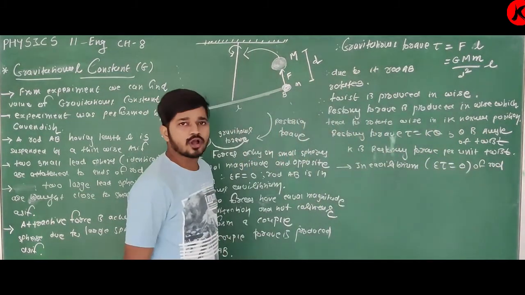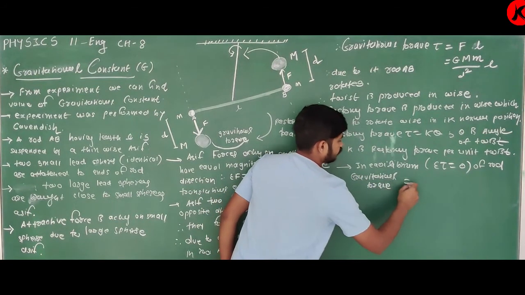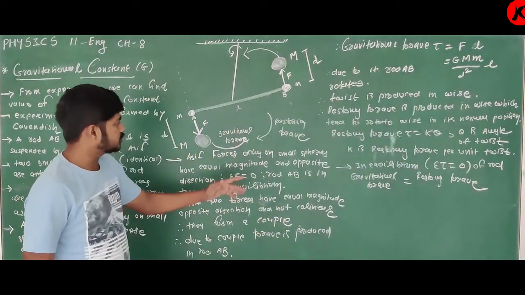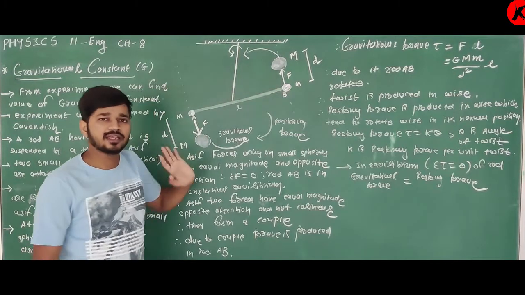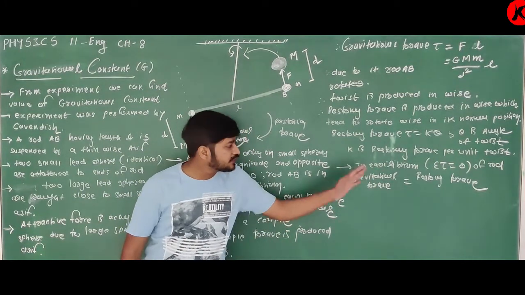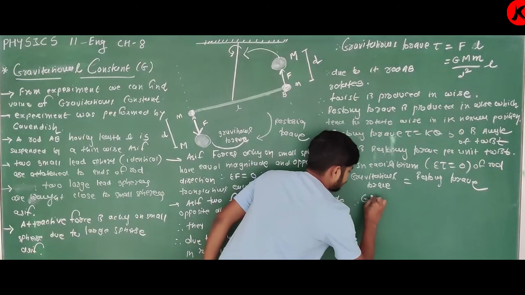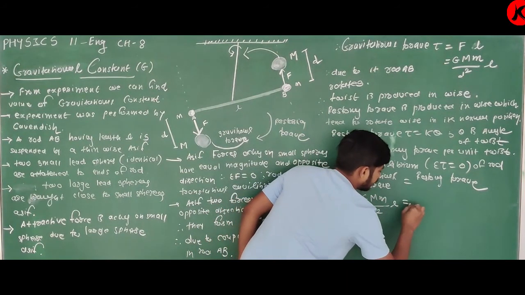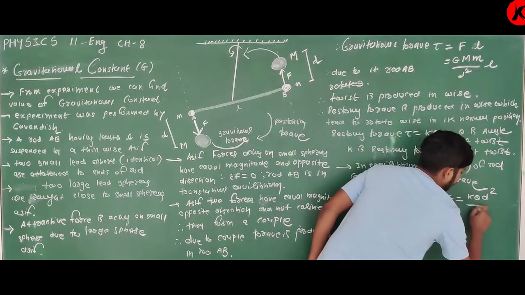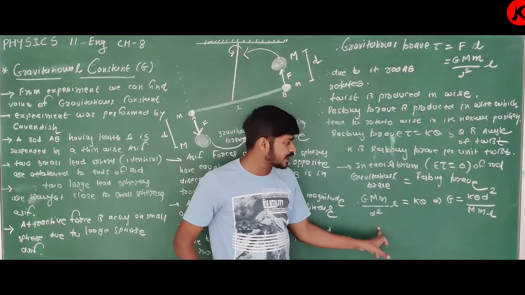In the equilibrium condition of the rod, what happens? The gravitational torque is equal to the restoring torque. They both are in opposite direction. One tries to rotate, another tries to bring back the original condition. If their magnitude is the same, then it is said to be in equilibrium condition. So in this equilibrium condition, if I write the formula, G M m upon d square L is equal to k theta. So from this, if you make G the subject, it is k theta d square upon M m L.